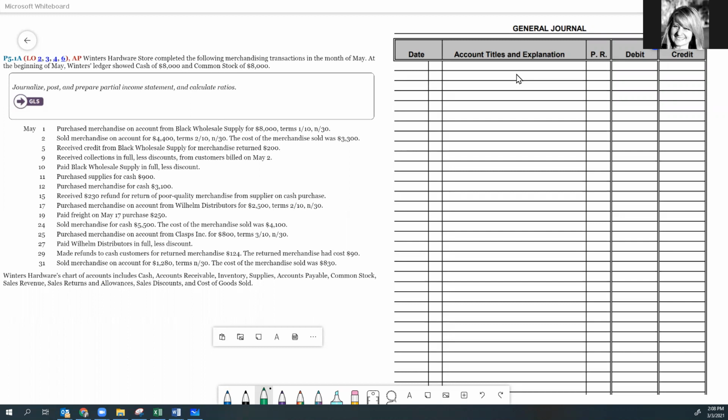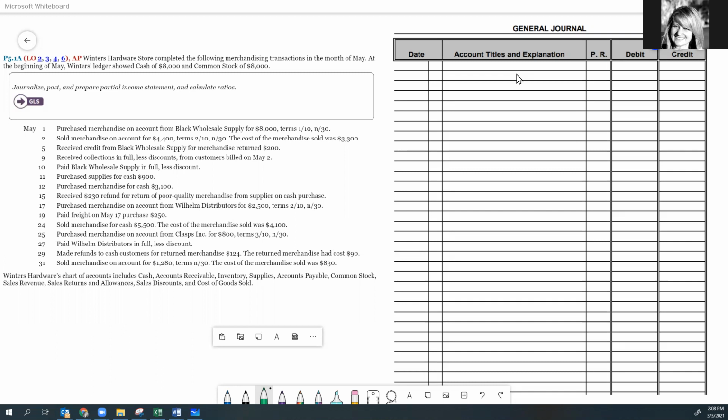As you read in your chapter, or if you're in a face-to-face class, as we learned about in class, merchandisers purchase goods and resell them. And so the journal entries that we're going to do are going to be from both sides. Sometimes we will be the buyer of inventory, and sometimes we will be the seller of inventory.